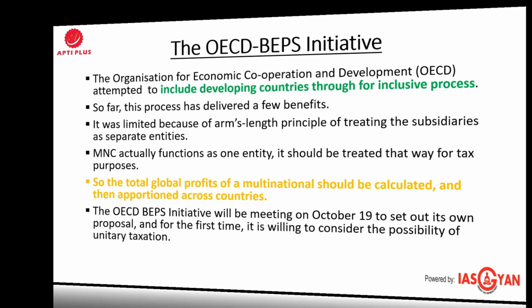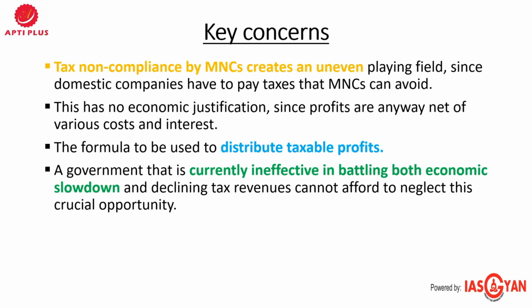Now moving ahead. What are the important key concerns that could be there? The tax compliance by the MNCs again creates unevenness, because the domestic companies are paying taxes while the MNCs are avoiding them, as I told you, because of tax cuts from the government, and from the company side they are also not complying. So this is again a big concern, because we need to make them comply and try to get them to give more money towards nation building, to give their contribution, right? And there is no economic justification for this. Fine.